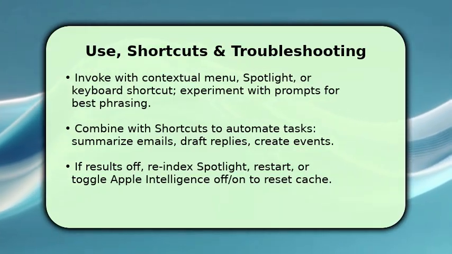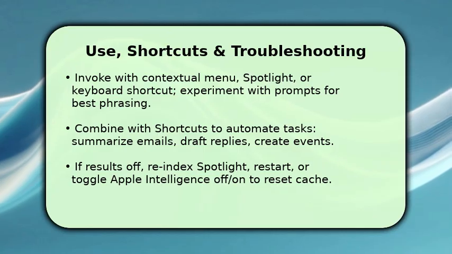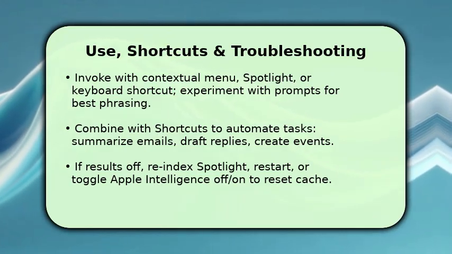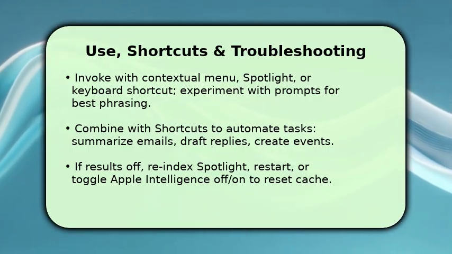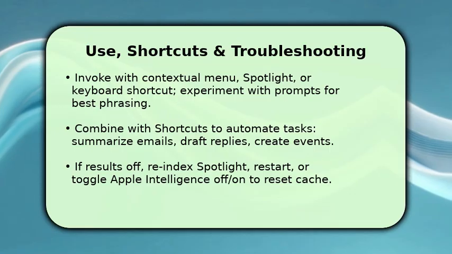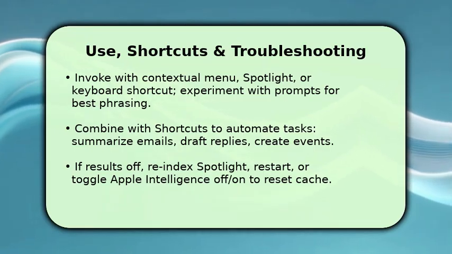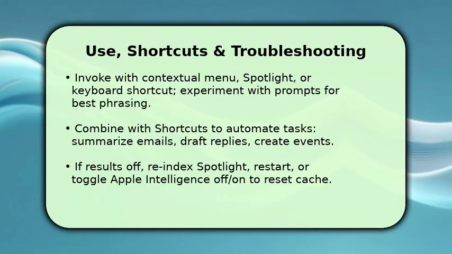Use it from the contextual menu, Spotlight, or a keyboard shortcut. Try concise prompts, and then add context for better output. Pair with shortcuts to automate repetitive tasks like summarizing emails or drafting replies. That's why automation saves time.